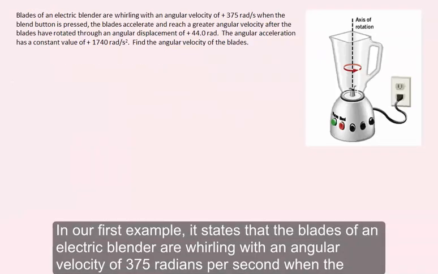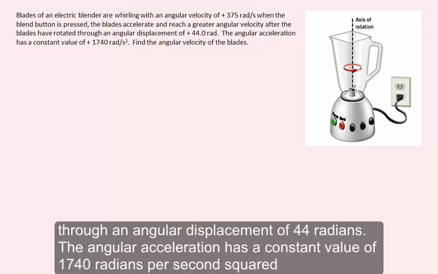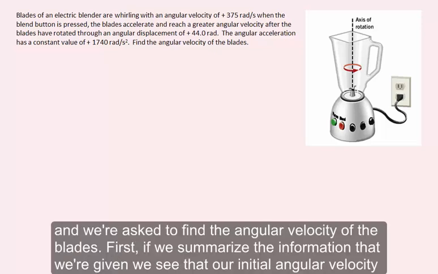In our first example, it states that the blades of an electric blender are whirling with an angular velocity of 375 radians per second. When the blend button is pressed, the blades accelerate and reach a greater angular velocity after the blades have rotated through an angular displacement of 44 radians. The angular acceleration has a constant value of 1,740 radians per second squared, and we're asked to find the angular velocity of the blades.